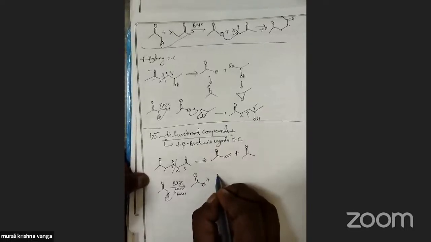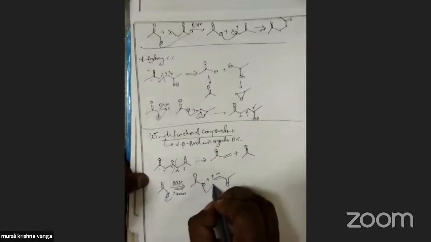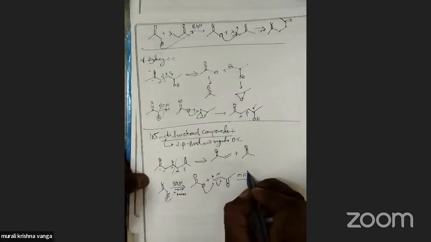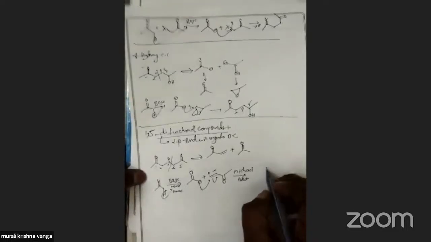This alpha carbanion undergoes Michael addition at the beta position of the alpha beta unsaturated compound. The addition of a nucleophile at the beta position of a carbonyl compound is Michael addition. Then the product is a 1,5 dicarbonyl compound formed. Next example for 1,5 difunctional compound is this compound I have taken.